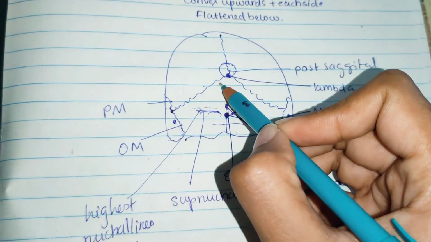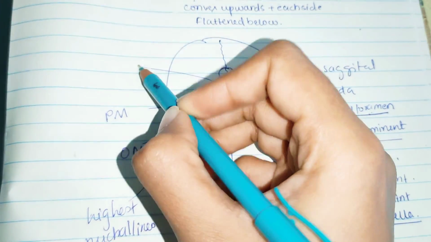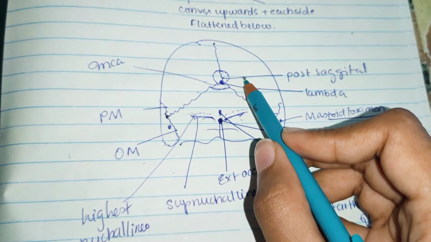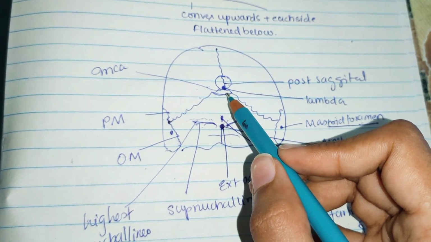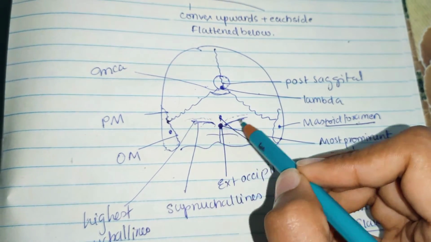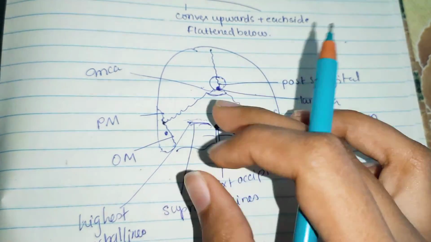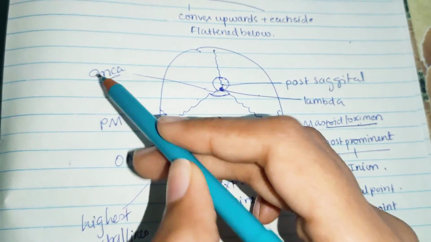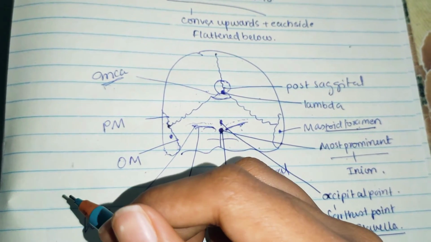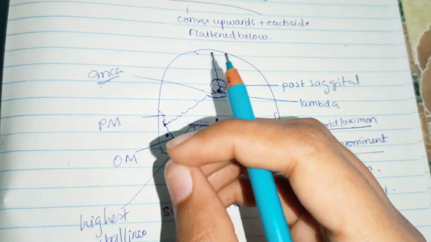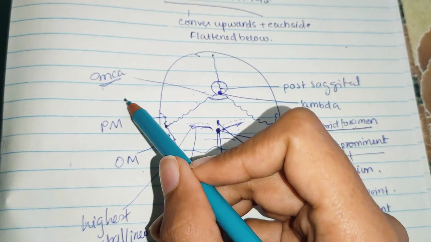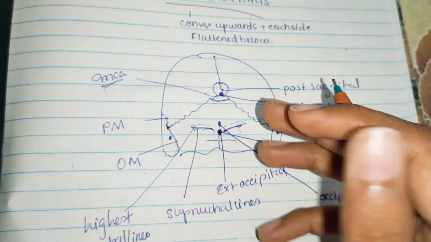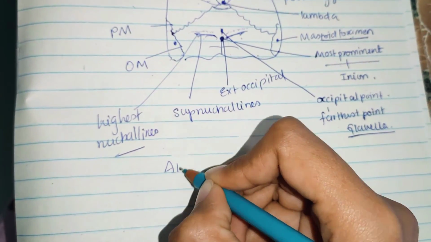Next, coming to the Inca bone. Sometimes here there is an Inca bone. So what is Inca? It is interparietal. So in between the two parietal bones, the Inca bone is present. It is located at the apex of the squamous part of the occipital. You know this is the squamous part of the occipital. So at the apex you have an Inca bone. And actually this is a failure: it represents the membranous part and it is failing to connect with the occipital bone.